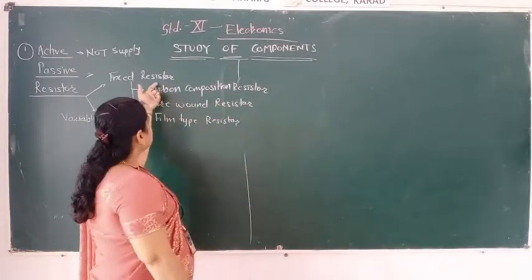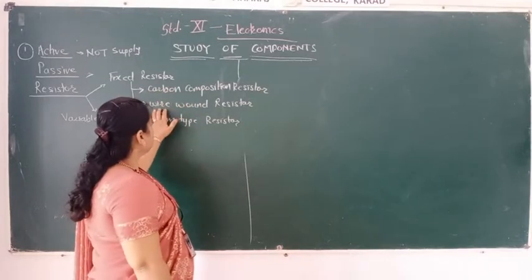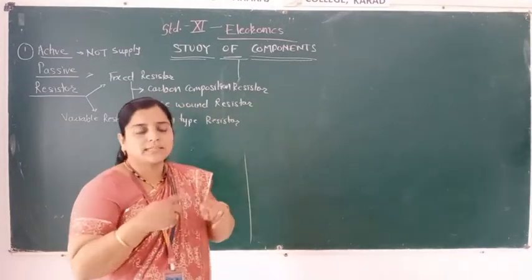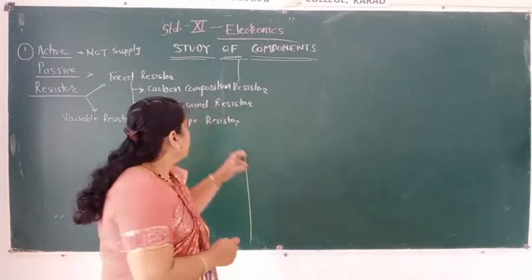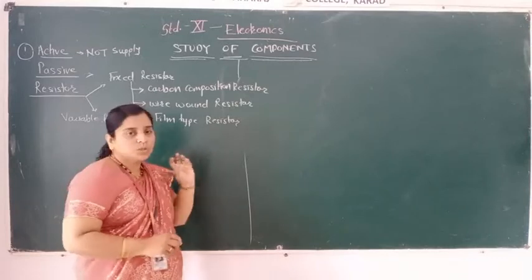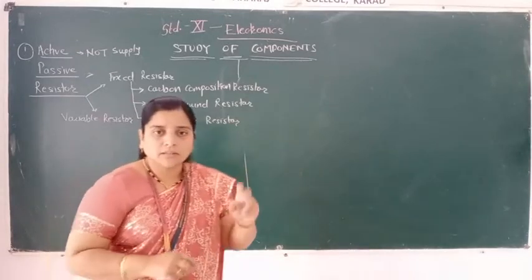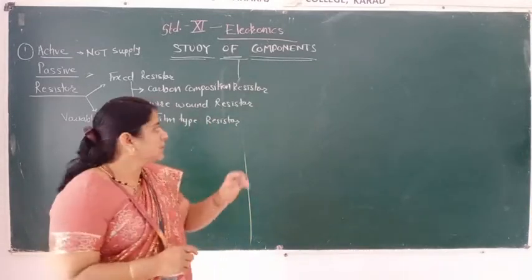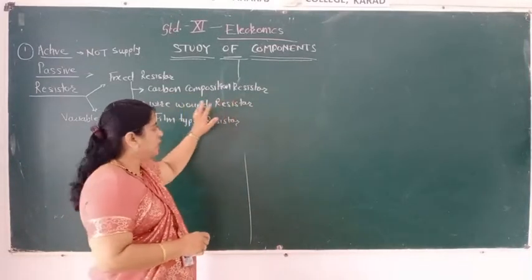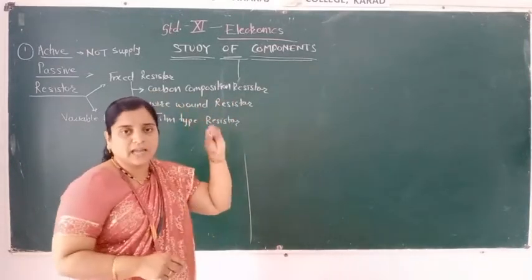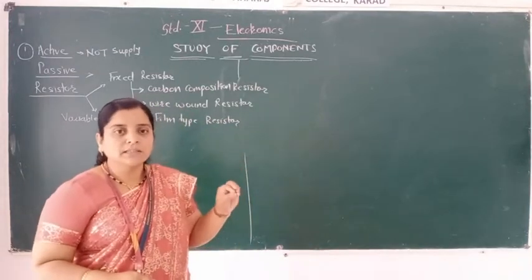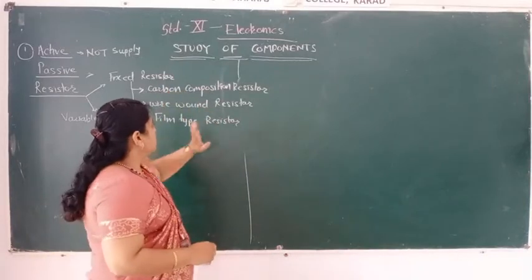In the three types of resistor, wire wound resistor means wire is wound on a hollow tube. And what is a carbon composition resistor? Carbon is used as the core in this resistor. Carbon granules and carbon powder are used in that resistor, which is called the carbon composition resistor.